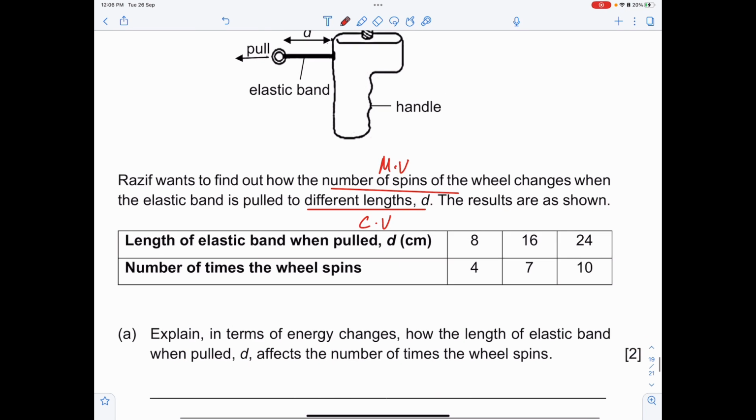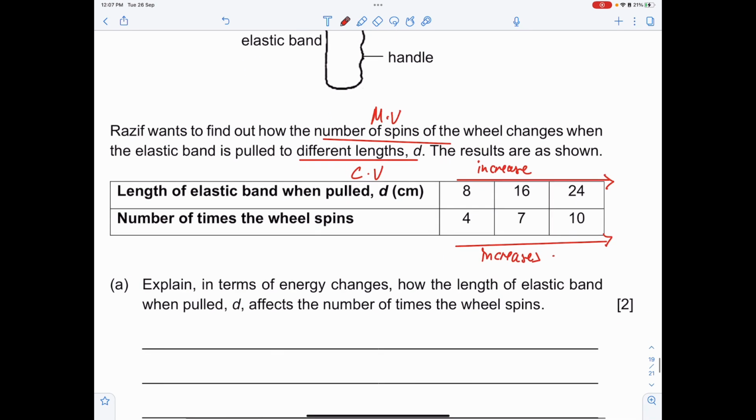So as you can see, like what I told you, you need to actually always draw an arrow so you know how to read. So as the length of elastic band increases, what happens to your number of times the wheel spins? It also increases, right? So it's a positive relationship.